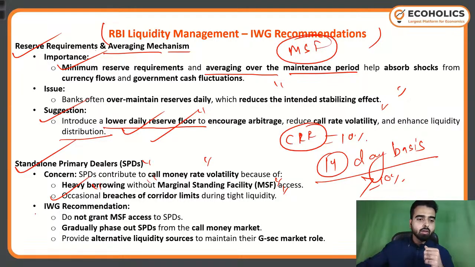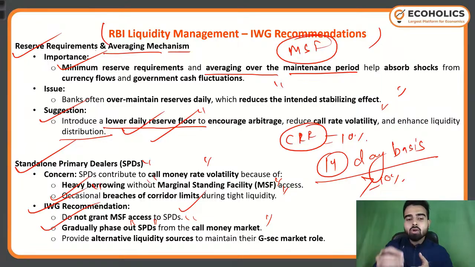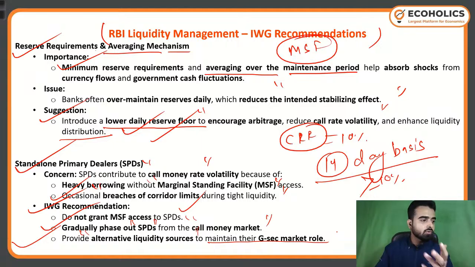What the IIWG, this internal working group, recommended: do not grant MSF access to SPDs. They said the primary dealers should not get access to MSF, but you should be gradually phasing out standalone primary dealers from the call money market as well. Now you will see that RBI will gradually reduce the activities of standalone primary dealers in the call money market, and obviously then how will they get the funds? Then provide alternative liquidity resources to maintain their government security market role. Okay, this is what they have said.